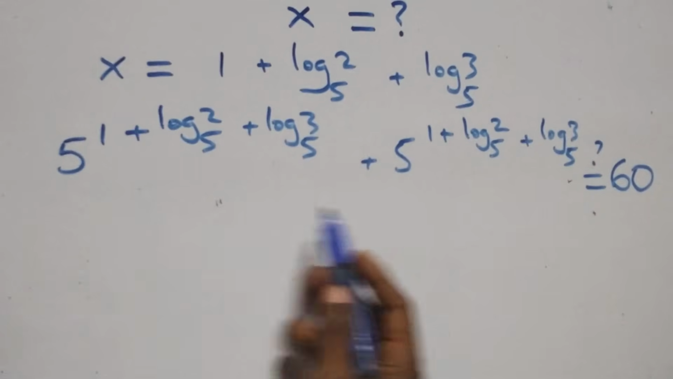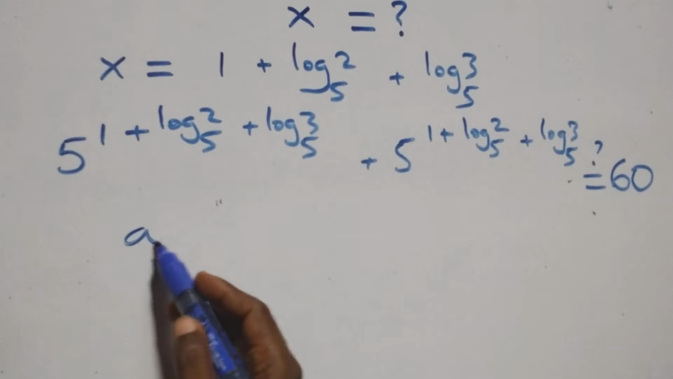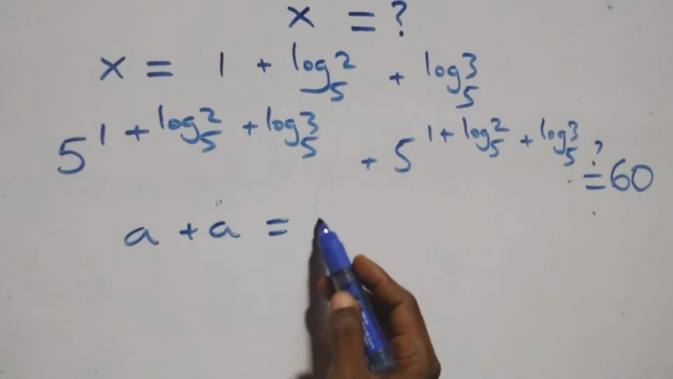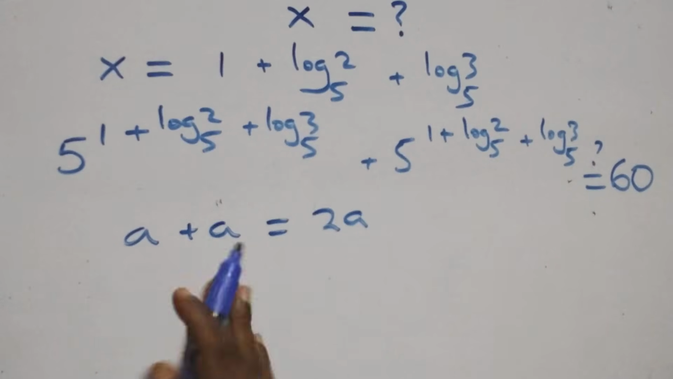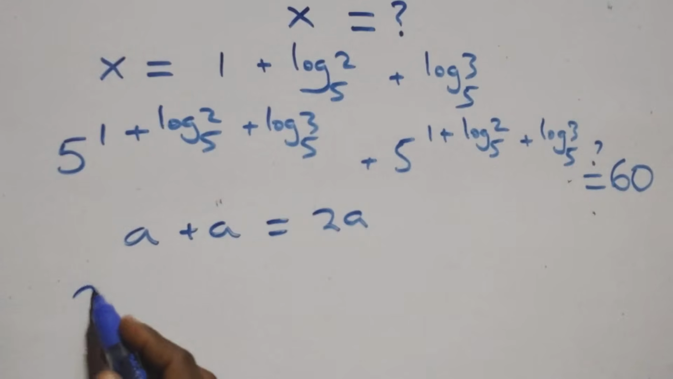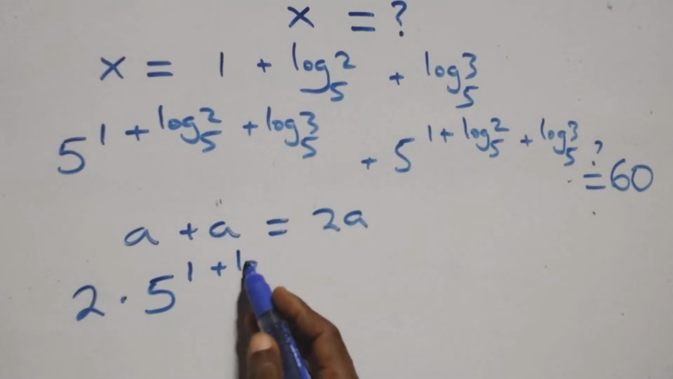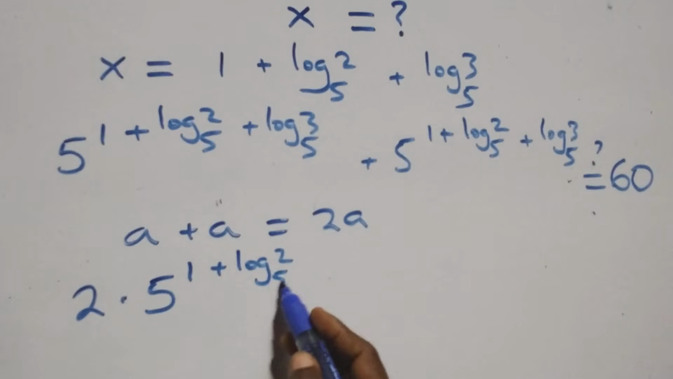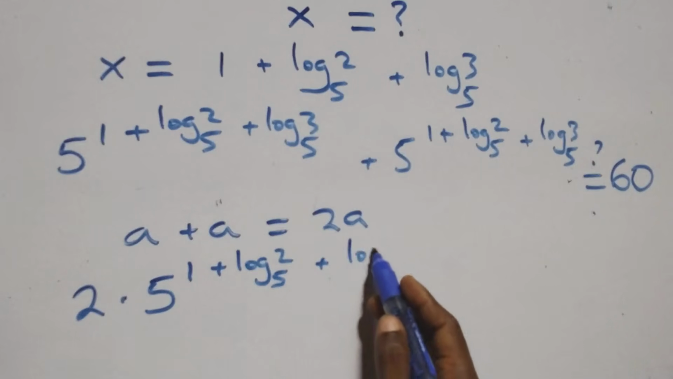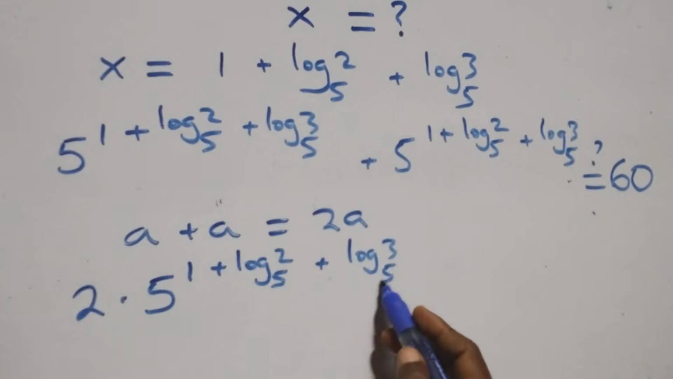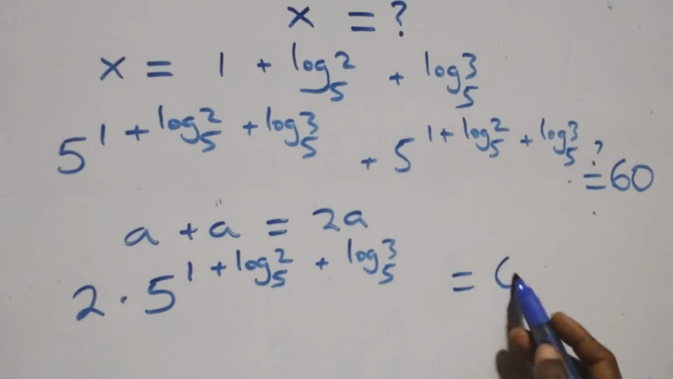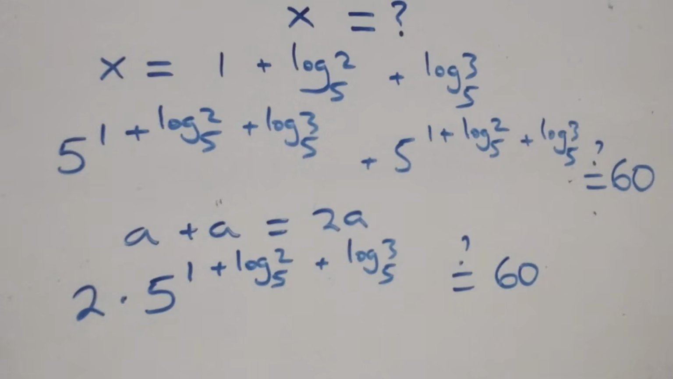Here follows the one we had. Same thing together, that is a plus a, and write it as 2 times a. Then what we have here will be written as 2 times 5 raised to power 1 plus log 2 base 5 plus log 3 base 5. Is it equal to 60 on this side?